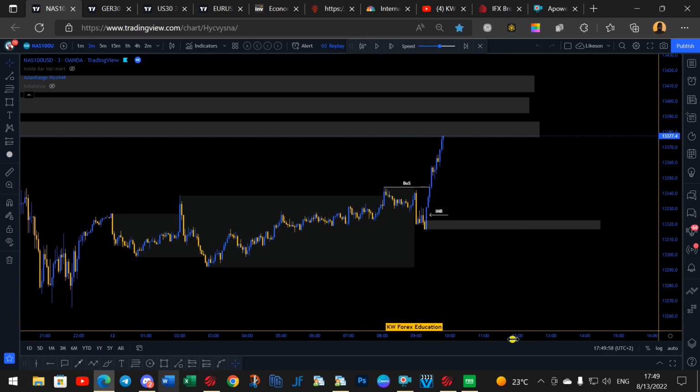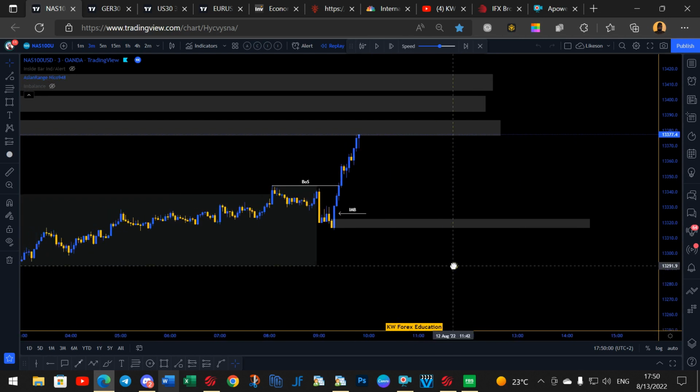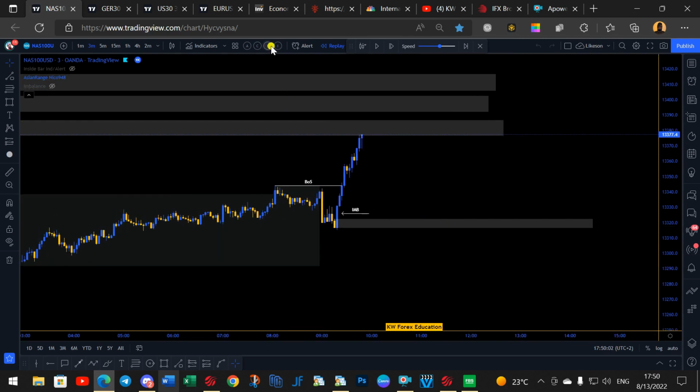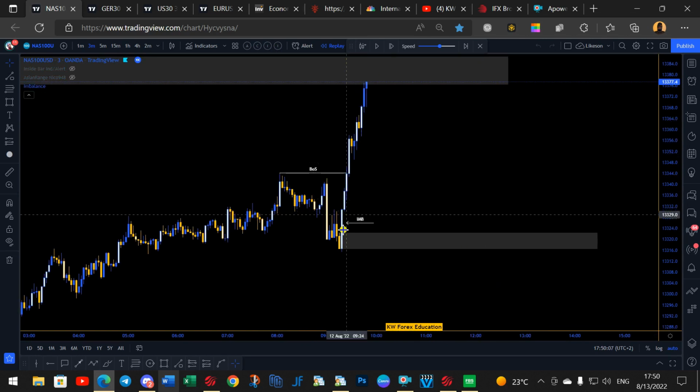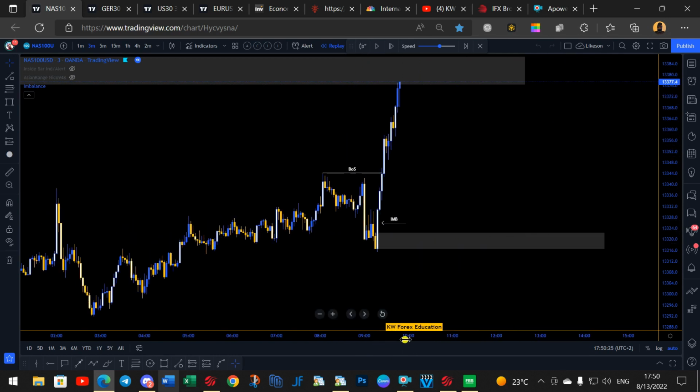So just for the sake of using the indicator that I was telling you about, this is the imbalance, right? This is the imbalance, or this is the imbalance, but this is our last imbalance. That's why I was saying that price needs to come down and fill this imbalance here before it can continue to go back up.